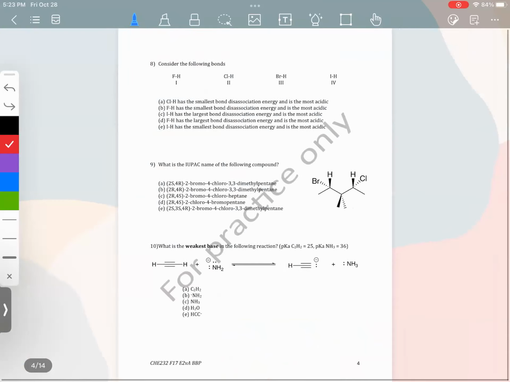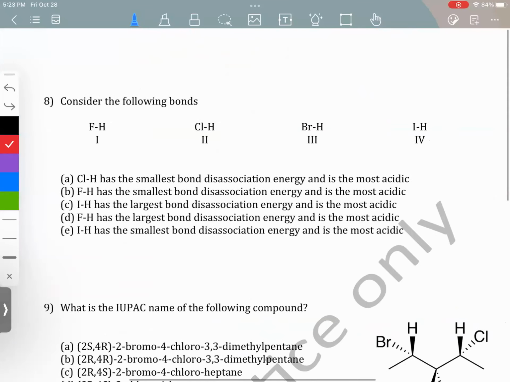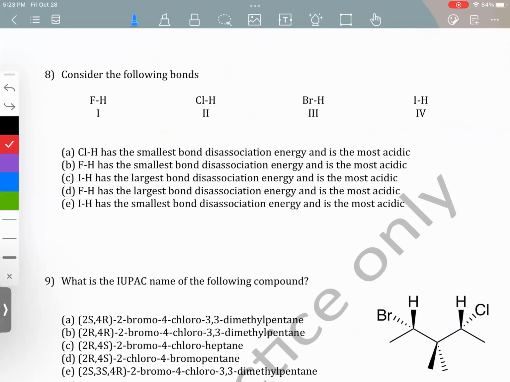Let's move on to question 8. So 8, consider the following bonds. You're looking at a fluorine hydrogen, chlorine hydrogen, bromine hydrogen, and iodine hydrogen. So obviously we're looking for which of the answer choices are true. Again, you don't know about acidity or basicity, but let's not worry about this part. Let's focus more on the beginning part of the choices here. So A says chlorine hydrogen has the smallest bond dissociation energy and is the most acidic. Is that true?